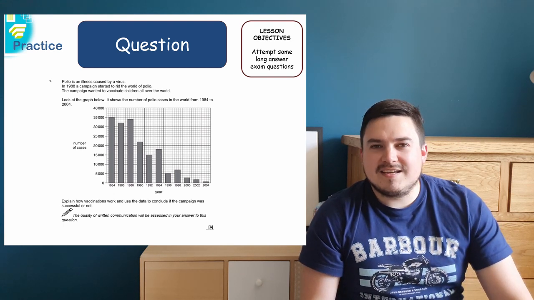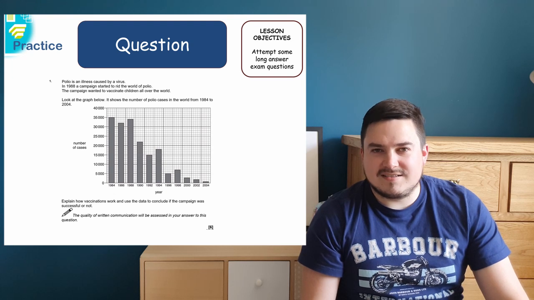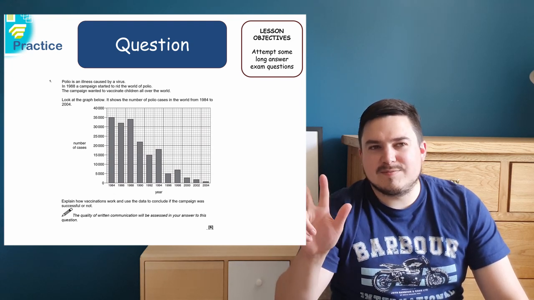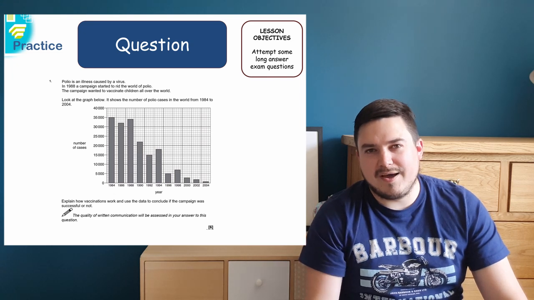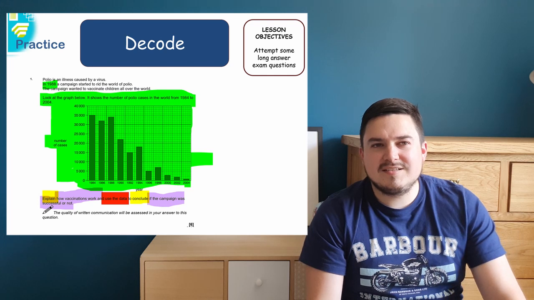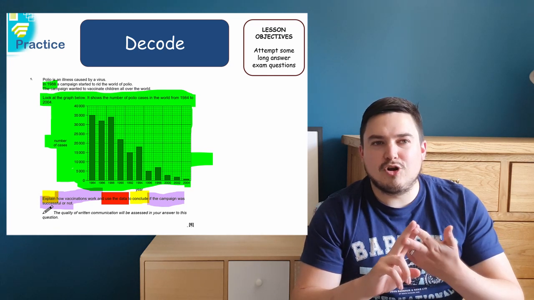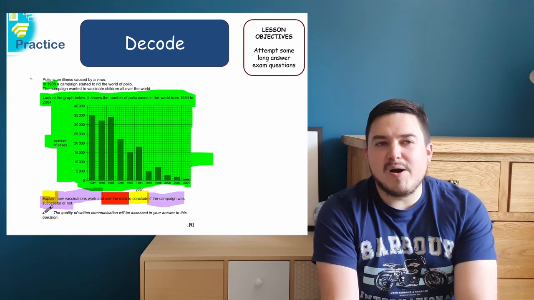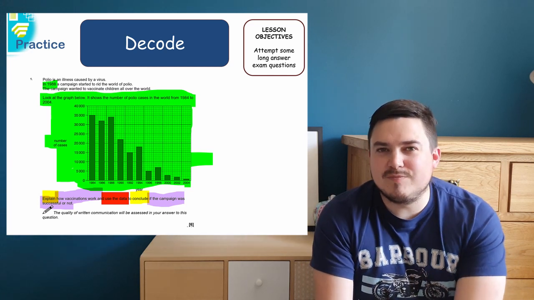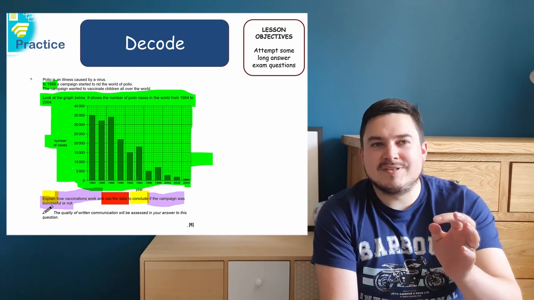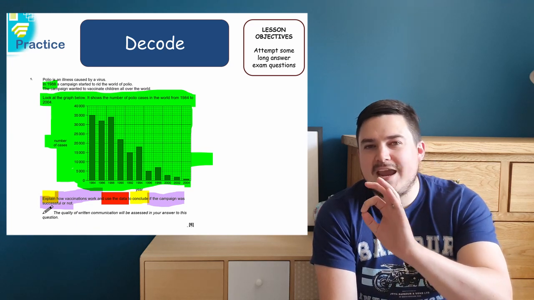To help you find those things, the first step is to decode your answer. You should be looking for the command words, any important information, and specifically what you should be talking about as well. I've highlighted them here. In yellow, I've put the command words. You've been asked to explain and conclude, and to use the data to conclude. We put in purple what specifically you should be talking about. You should be explaining how vaccinations work, and you should be using the data to conclude if the campaign was successful or not.